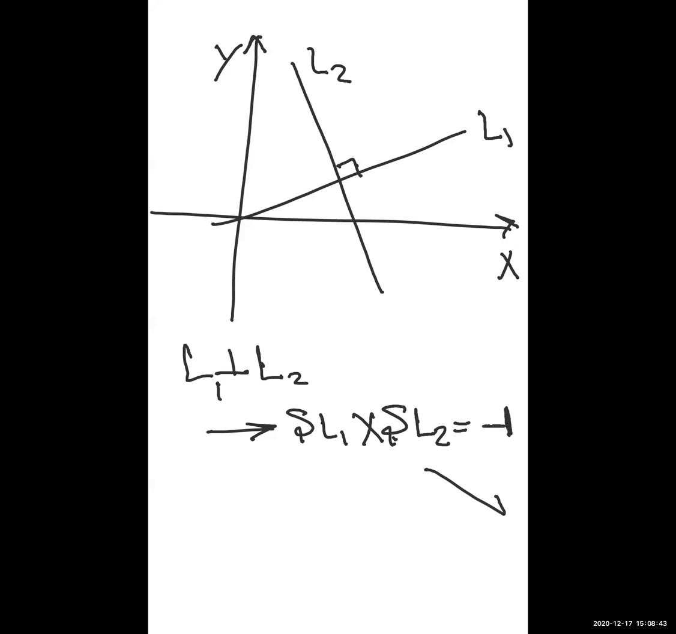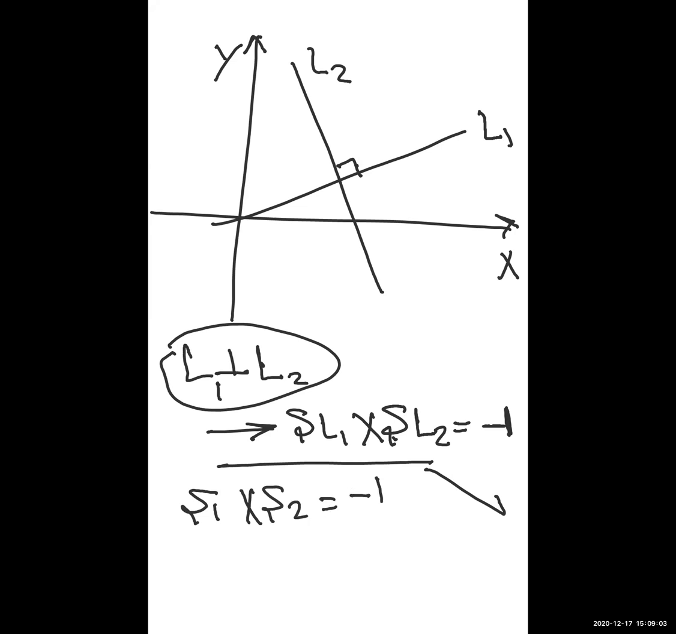Are we clear about this one? Yes. Okay, so the converse of this: we said if they are perpendicular, the product of the slopes equals -1. The converse: if the product of the two slopes, S1 times S2, equals -1, this means they are perpendicular. Okay, great.